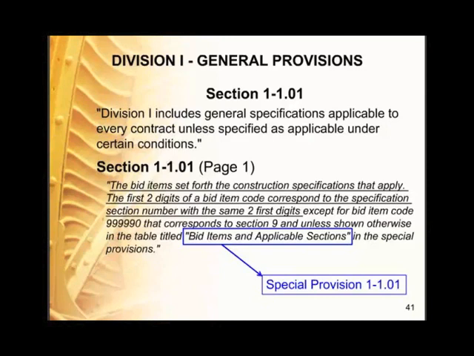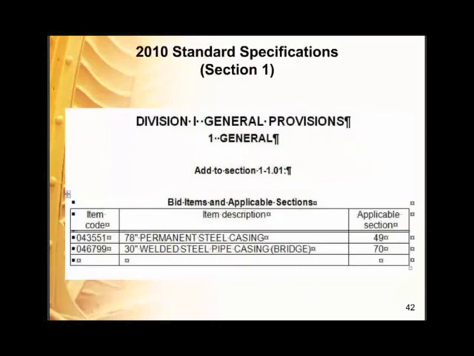So if we go ahead and look at special provision 1-1.01, this is where we have some non-standard bid items. For example, the 78-inch permanent steel casing. This is a non-standard item. So the bid item code 043551 doesn't match up with section 49. So here we put the applicable section. Similarly, for the 30-inch welded steel pipe casing, it's section 70.